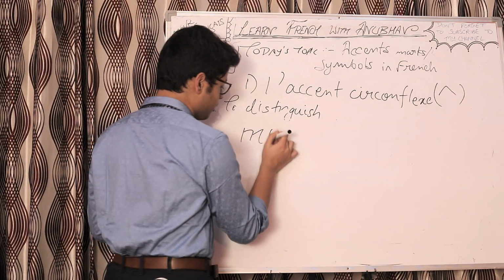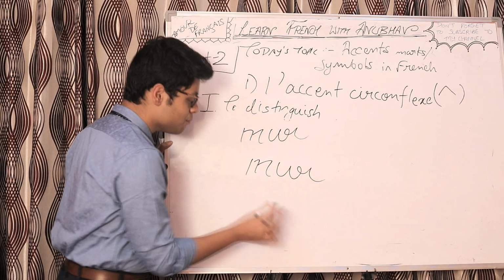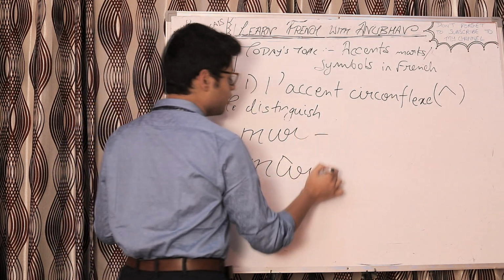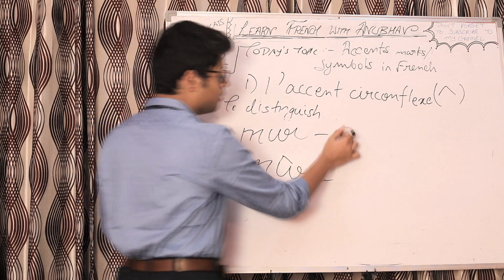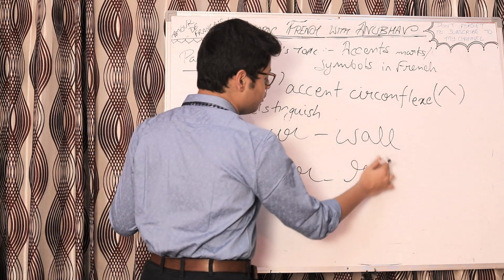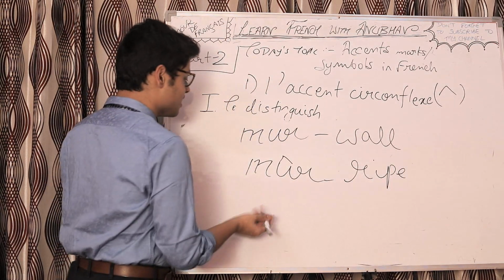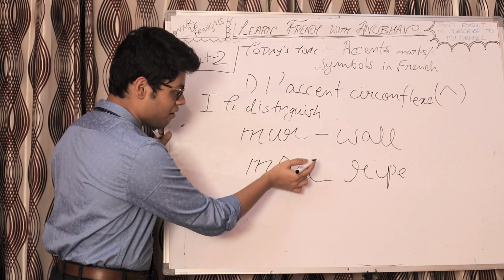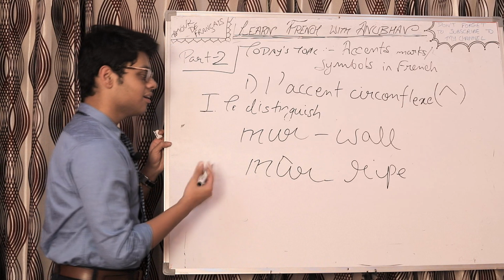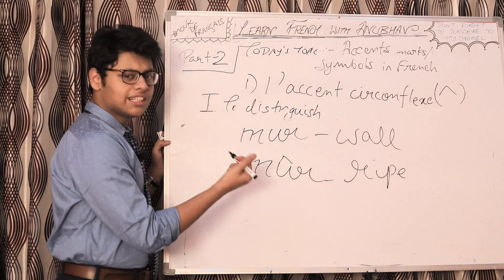Let's write 2 words with the same spelling, mur, one without the accent, one with the accent. This mur means wall and this mûr means ripe. Again, just see the difference. Mur, wall, and mûr with the accent circumflex, it means ripe. Right, so that's the difference. Now moving towards the third example.